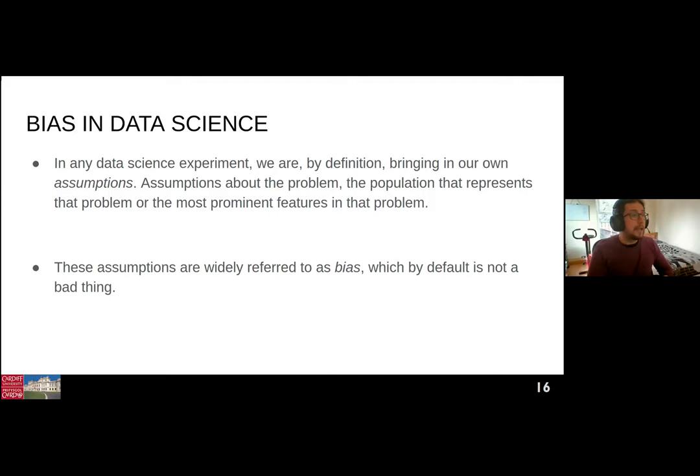So we make assumptions. We make assumptions about the population that represents the problem, or what are the most prominent features or predictors that population has with regard to the solution of that particular problem. And these assumptions that we make are typically referred to as bias. It's a super overloaded term. But at this point, I believe we all more or less assume we are going to be on the same page, and we're going to interpret the term bias as the same thing. But bias is, by definition, not a bad thing, right?